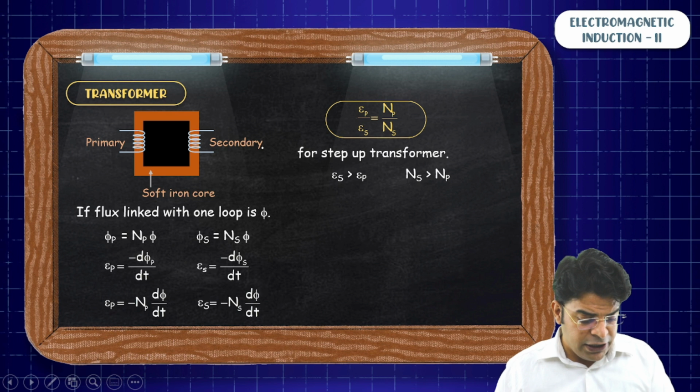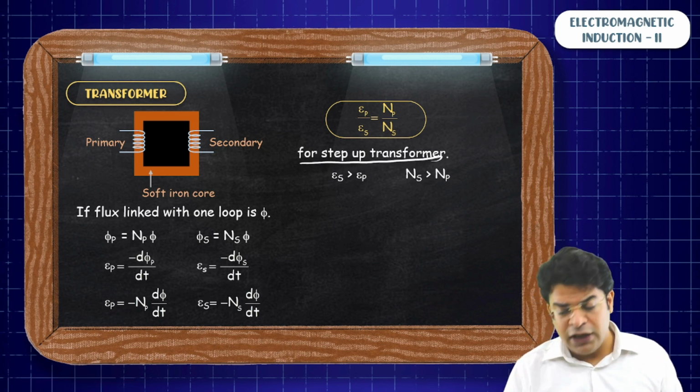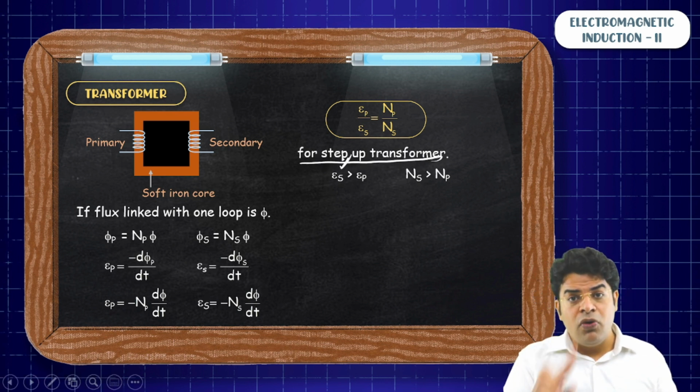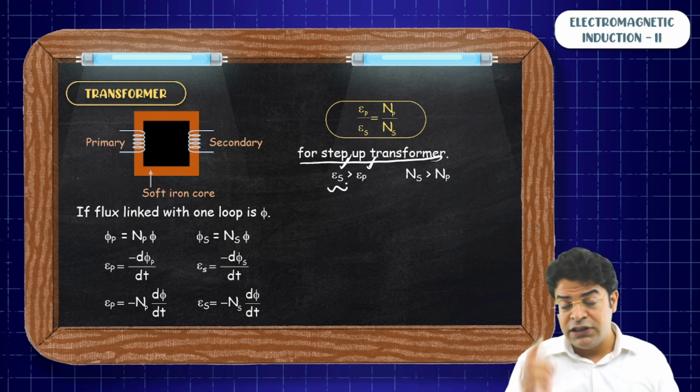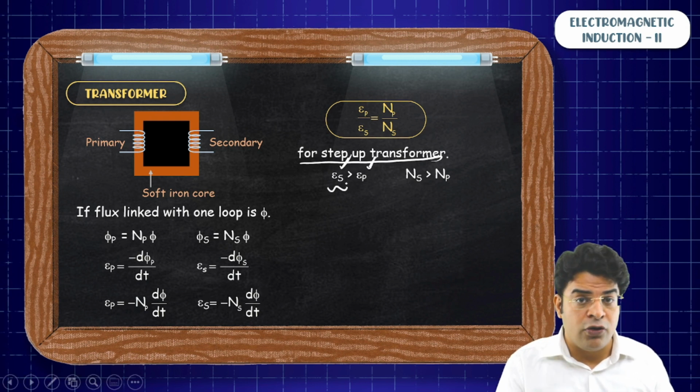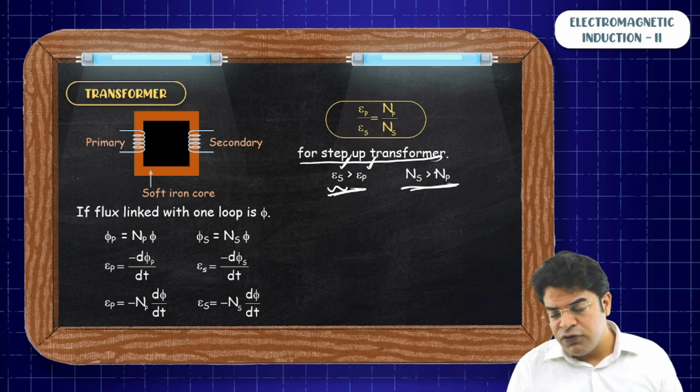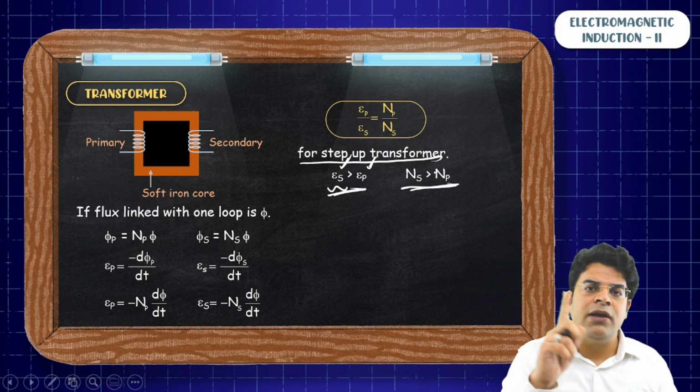That's the basic idea. So for a step-up transformer, the output EMF is more than the input EMF. So the EMF in the secondary coil is more than the EMF in primary coil. And to make this happen, the number of turns in the secondary coil are kept more than the number of turns in the primary coil.